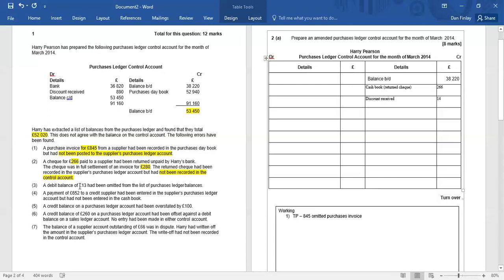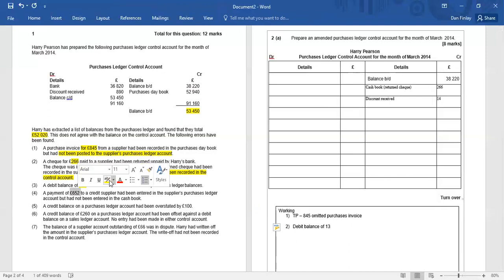Number 3, a debit balance of £13 has been omitted from the list of purchase ledger balances. So number 3, we have a debit balance of £13. So I'll explain at the end how we deal with that. A payment of 652 to a credit supplier has been entered in the supplier's purchase ledger account.